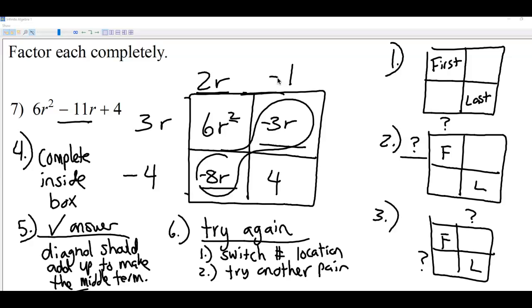Switch the numbers' location if it doesn't work the first time. So just take the numbers you got and swap them. Try another pair if that doesn't work.